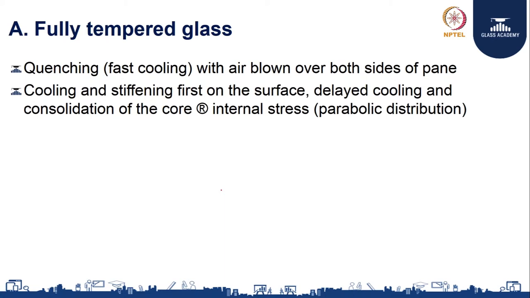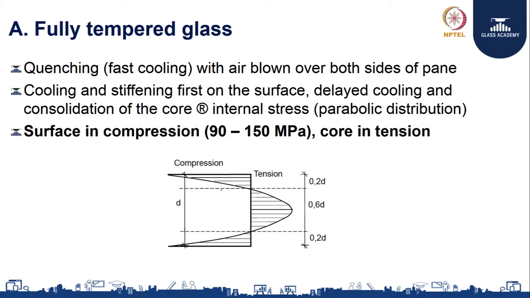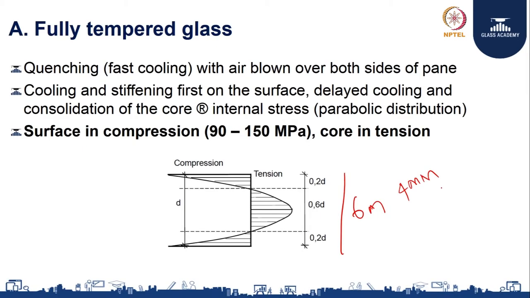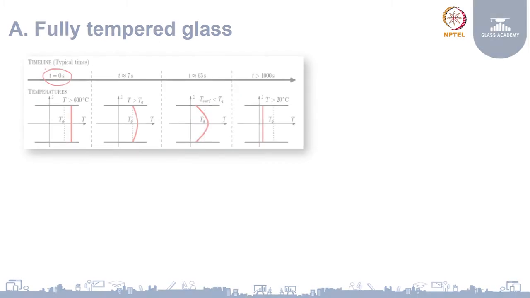Then the cooling and stiffening of the top surface happens, and the delayed cooling in the center creates an internal stretch, which we have seen in the parabolic distribution. We can again see in the parabolic distribution, if you take thickness on one axis, for a 6 mm glass, roughly 4 mm will have the center tension, and the last 1 mm at the top and 1 mm at the bottom will have the compressive stress. So, this is the distribution which is roughly estimated for fully tempered glass.